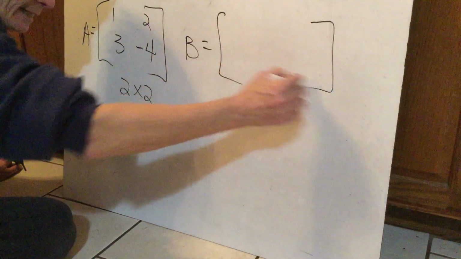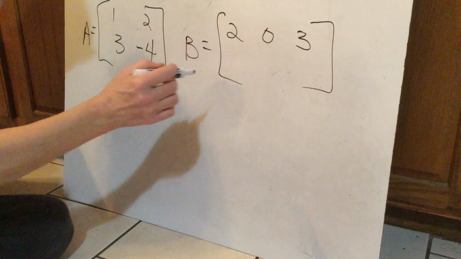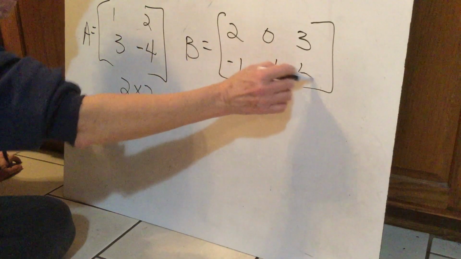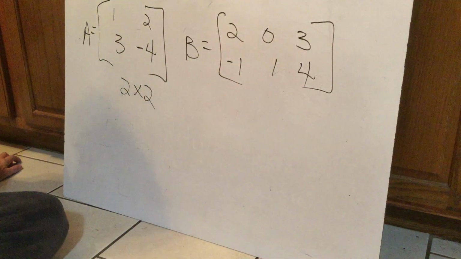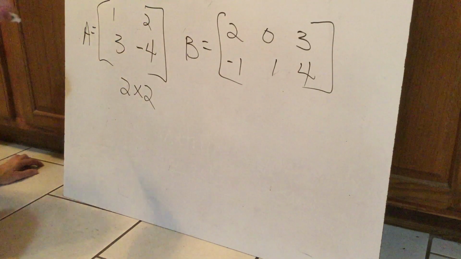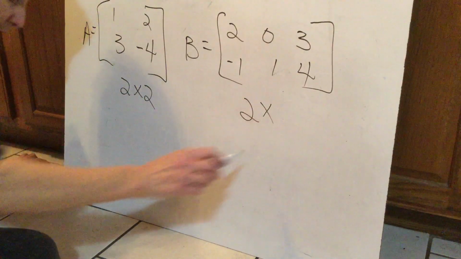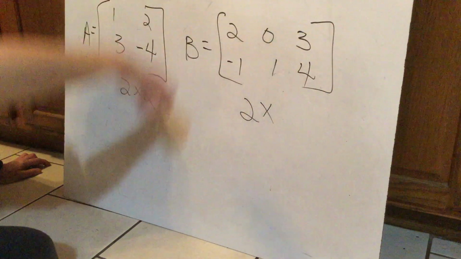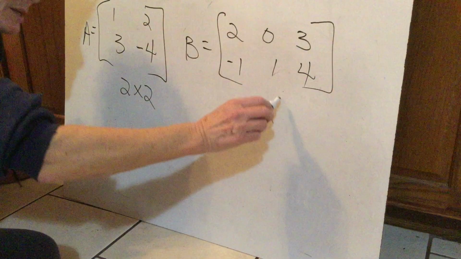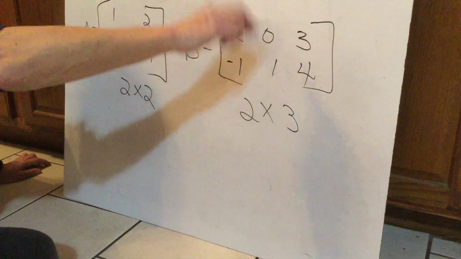B, on the other hand, looks like this. What are the dimensions of B? Well, how many rows? Rows go across, so there's 2 of them. How many columns? Columns go up and down. There's 3 of them. Rows, columns.